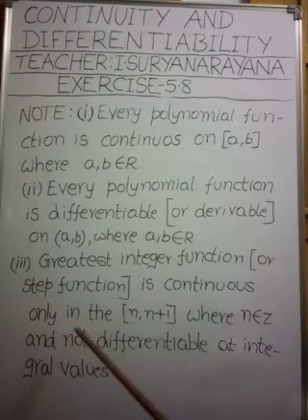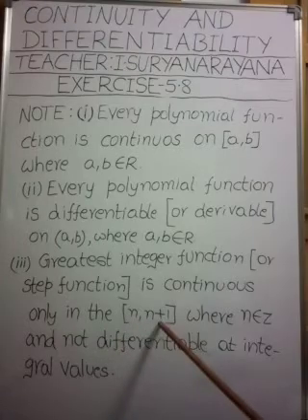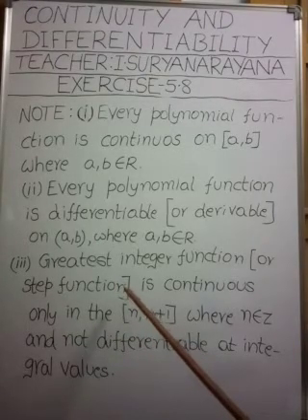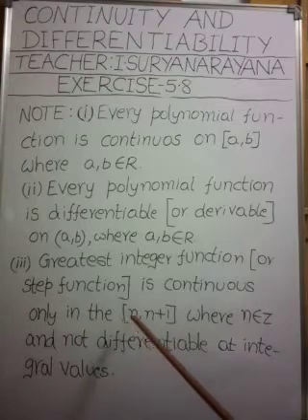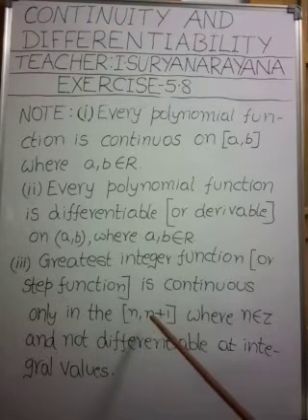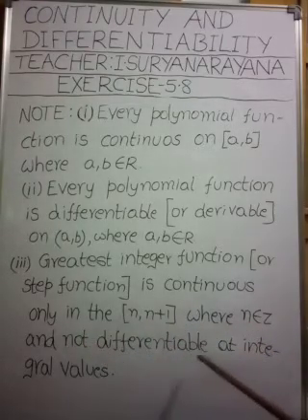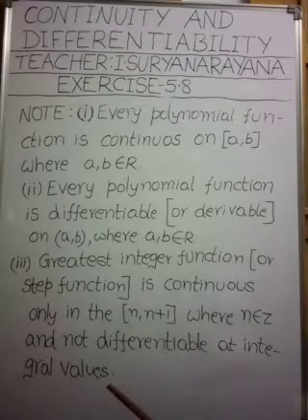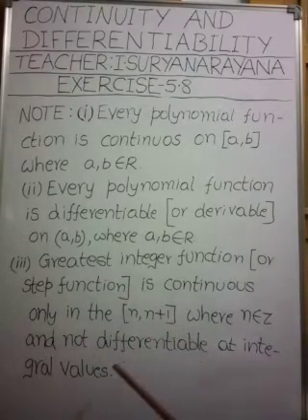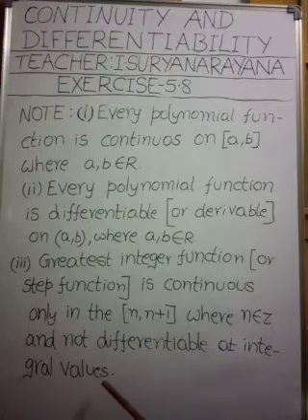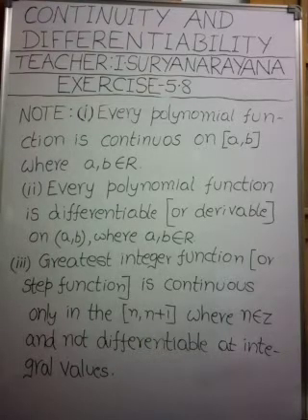It is continuous only in the interval (n, n+1). It is a continuous function between two consecutive integers, where n belongs to Z, and it is not differentiable at integral values. The greatest integer function is not differentiable at integers. Understood these 3 points? Remember these 3 points. These are very useful for exercise 5.8.